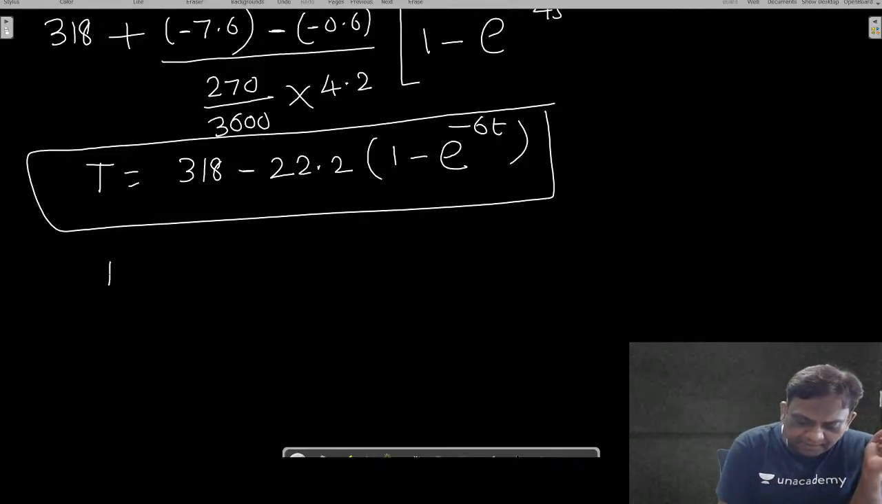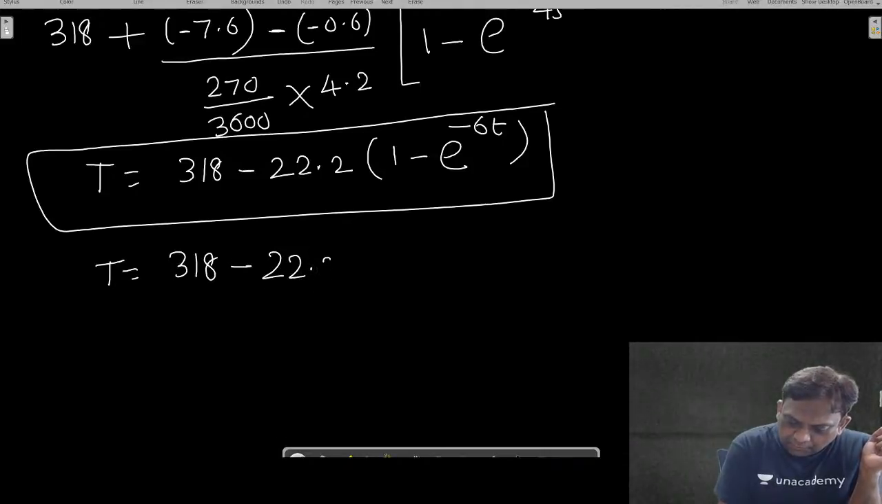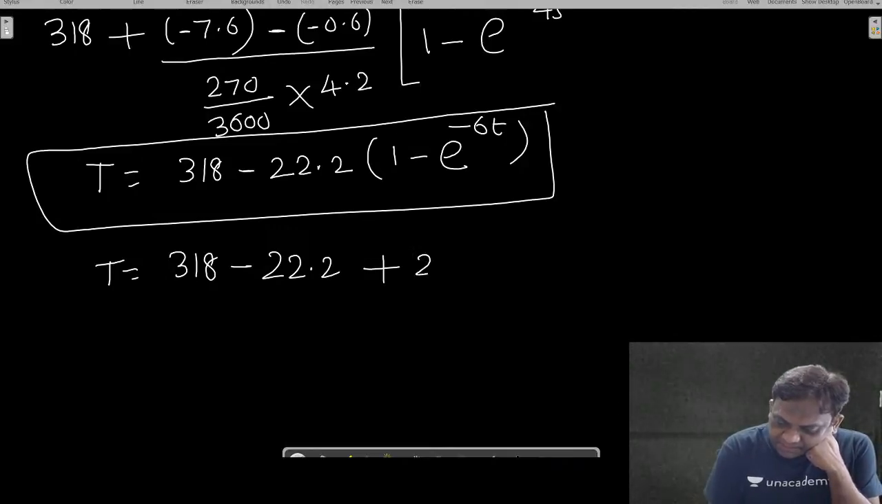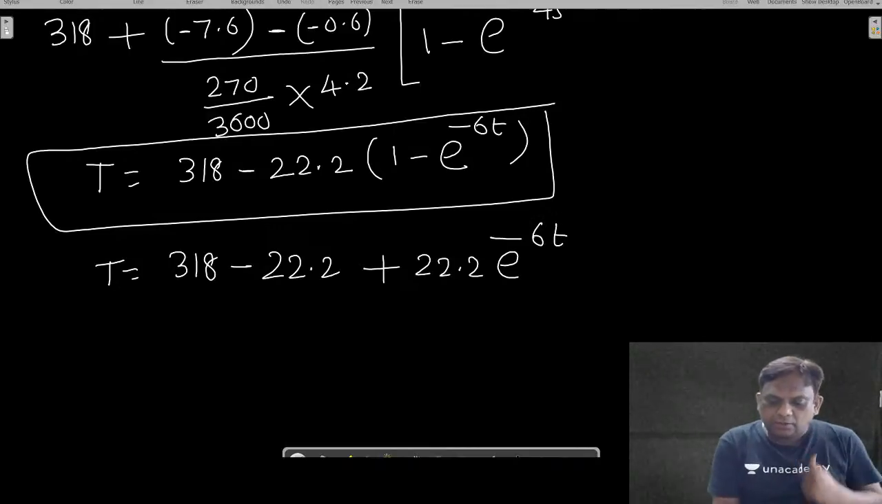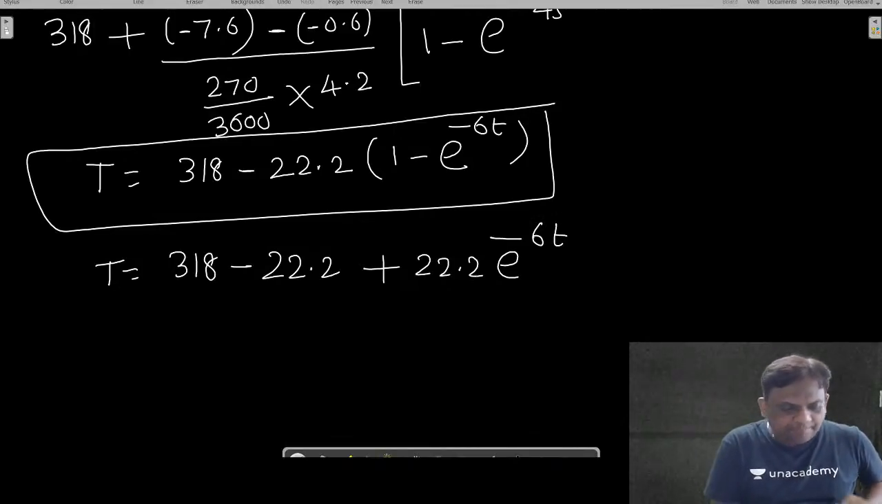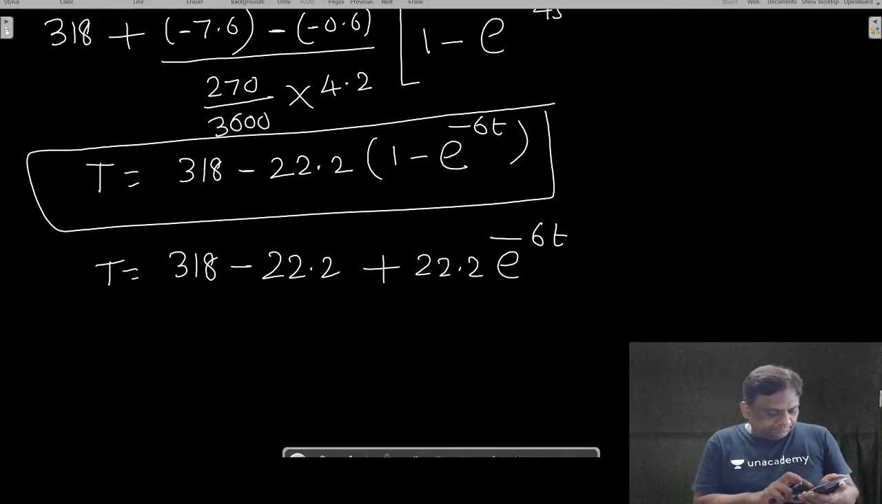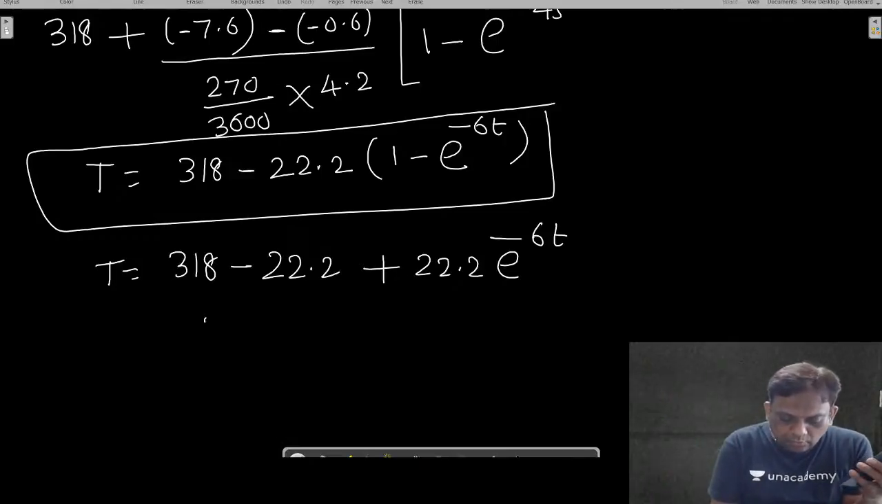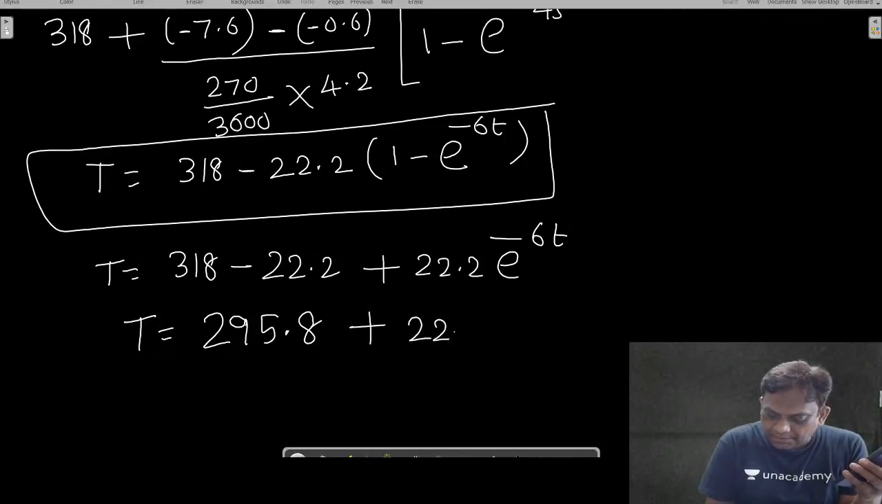ध्यान से सुनो. T is equal to 318 minus 22.2 minus 22.2 minus of minus is plus 22.2 e power minus 60. Any problem, sir? So ये minus इधर लिए, minus और minus plus. Okay, so 318 minus 22.2 is equal to 295.8 plus 22.2 e power minus 60.